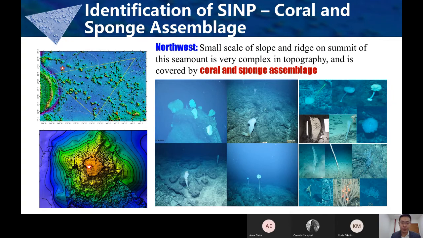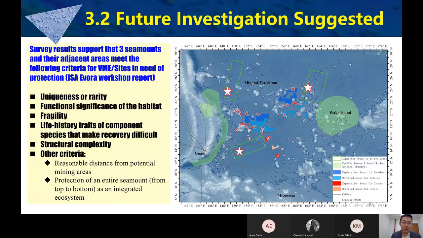Survey results support that three seamounts and their surrounding area meet the following criteria for the site in need of protection, based on the ISA previous workshop report, including uniqueness, functional significance, fragility, life history characters, and structural complexity. Other criteria include reasonable distance from potential mining area. That means balancing deep sea mining and conservation, and protecting an entire seamount from the top to the bottom as an integrated ecosystem.